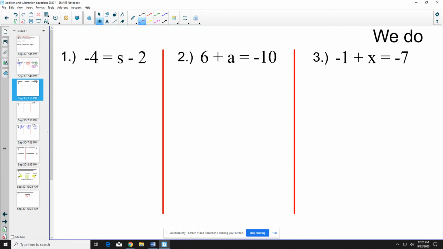All right, draw your line where the equal sign is. And remember, if this video goes too fast and you're not ready, hit pause. When you're ready, hit play.